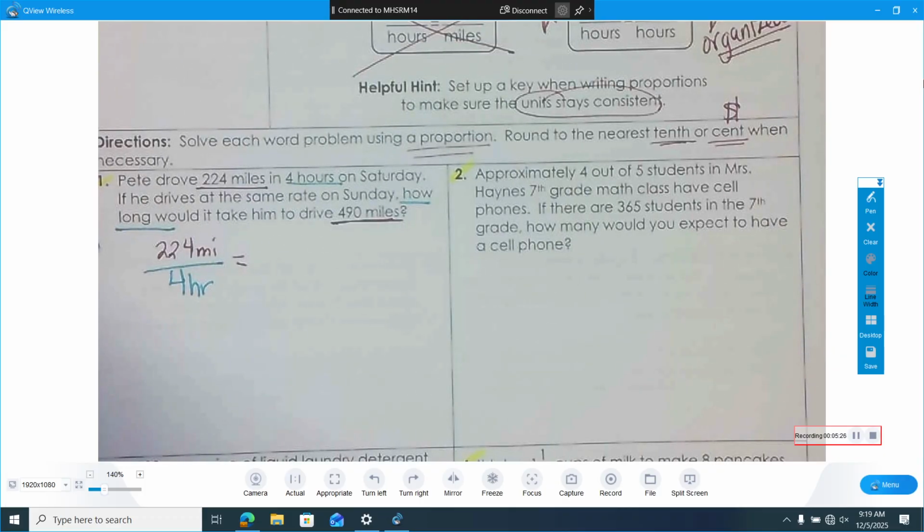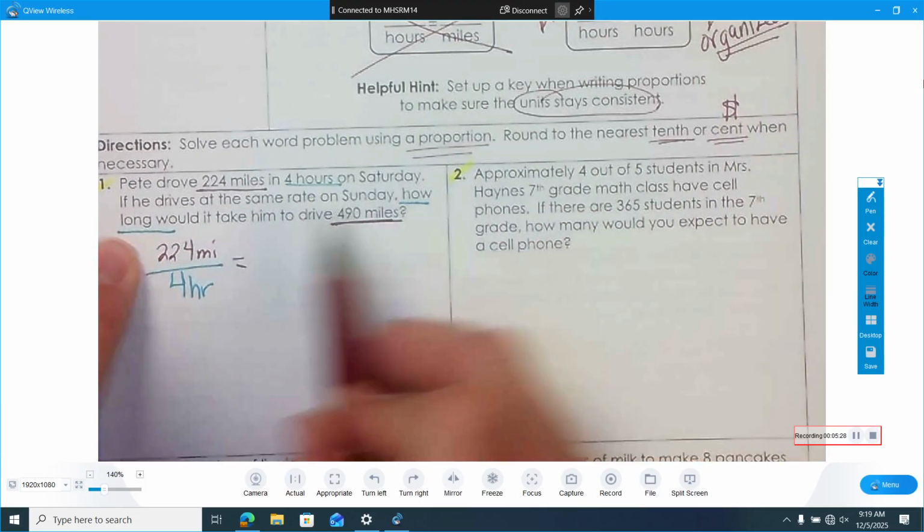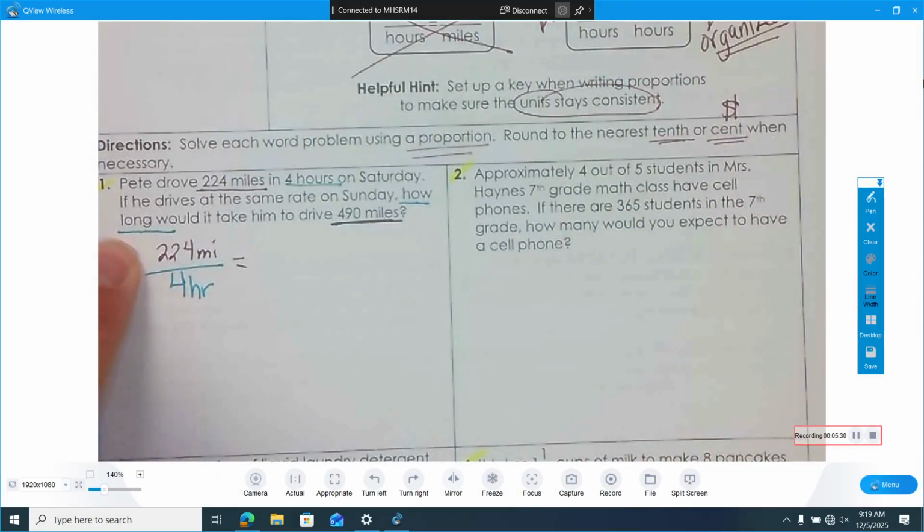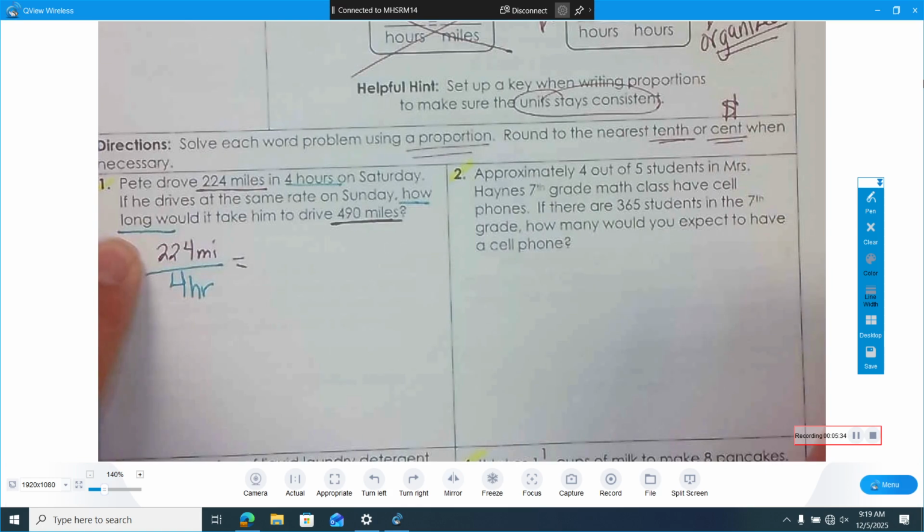All right, now, the question is asking how long. What do they mean when they're asking how long? It's a weird English word phrase that doesn't make any sense, especially if this is your second language, because long implies length, right?